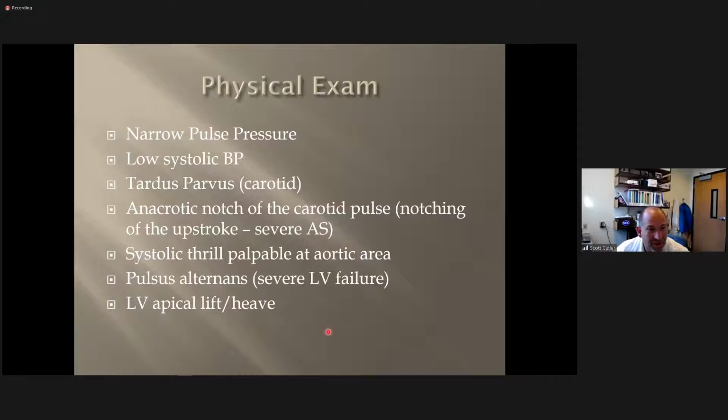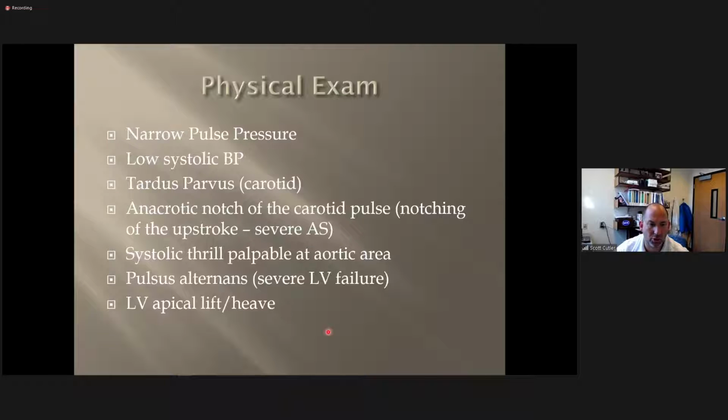Anyway, so blood pressure, that's one thing. Another one is tardus parvus on the carotid. Maybe they had done a carotid exam and found the tardus parvus, also probably a low pulse intensity. The anacrotic notch of the carotid pulse might show a notching of the upstroke, which indicates a severe aortic stenosis. A lot of these get more prominent or more obvious when it's a severe stenosis rather than a mild stenosis too. That should always be noted.